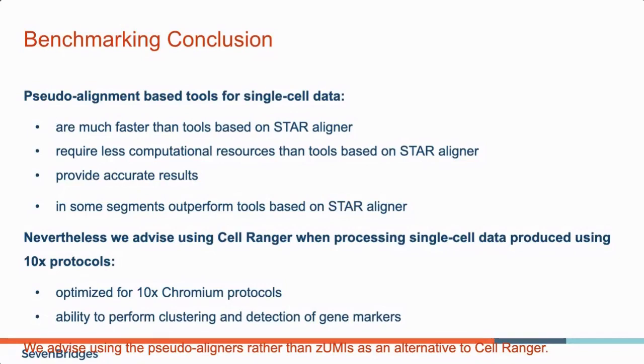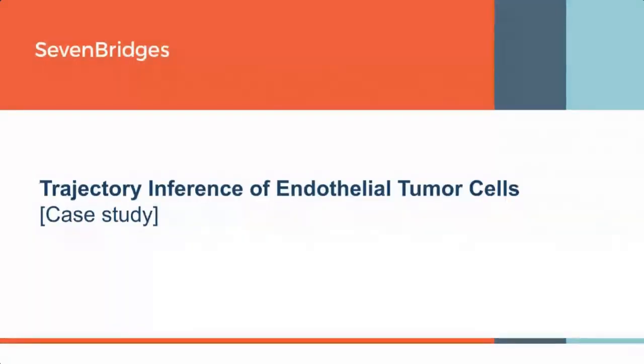Additionally, Cell Ranger software provides ability to perform clustering and detection of marker genes without the use of downstream analysis based on Seurat. And the final remark would be to use pseudo-aligners rather than Zoomies as an alternative to Cell Ranger when working with 10x data. Okay, next slide, please.